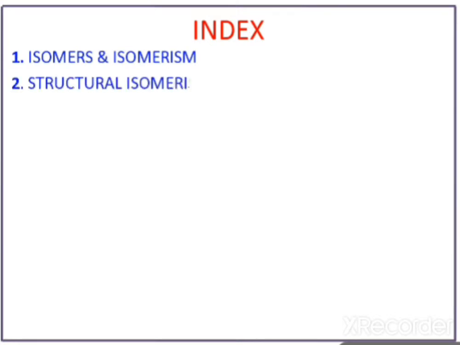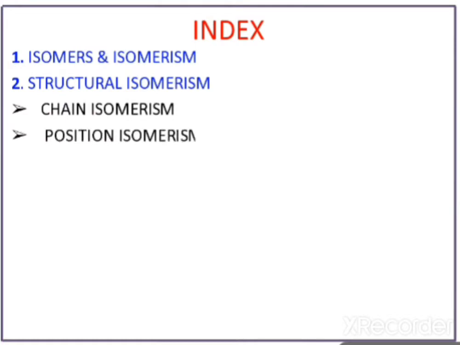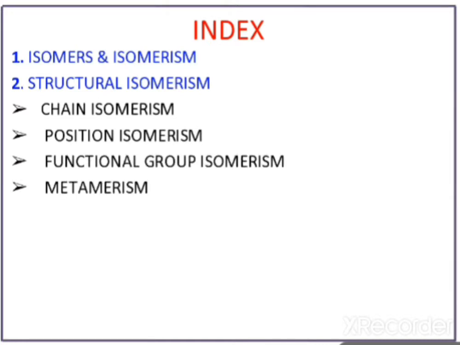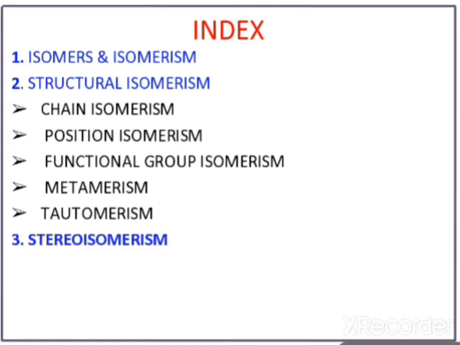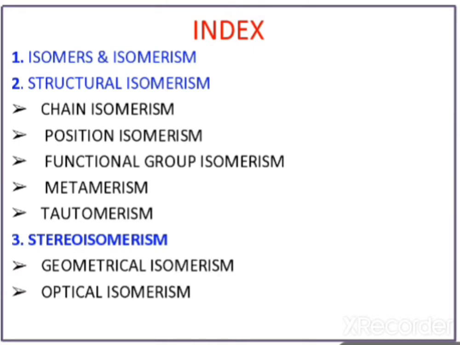The types of isomerism. These are structural isomerism and stereoisomerism. So first, under structural isomerism, we will see chain isomerism, positional isomerism, functional group isomerism, metamerism, tautomerism, and under stereoisomerism, we will see geometrical isomerism and optical isomerism. So let's start our discussion.